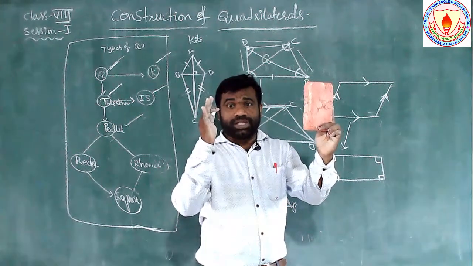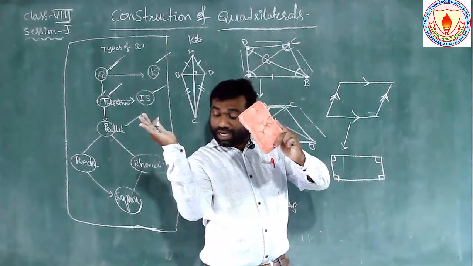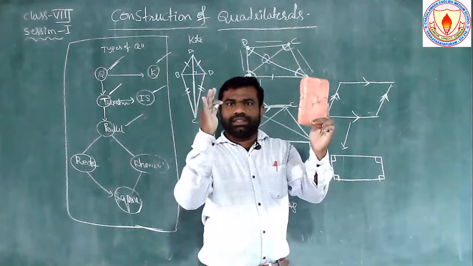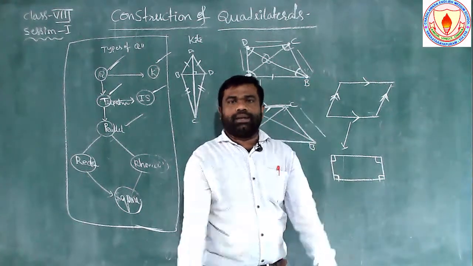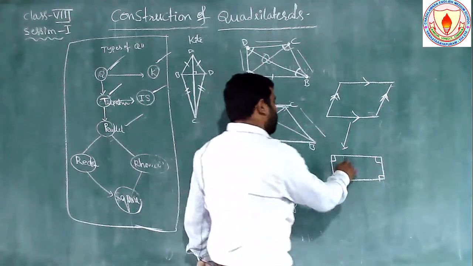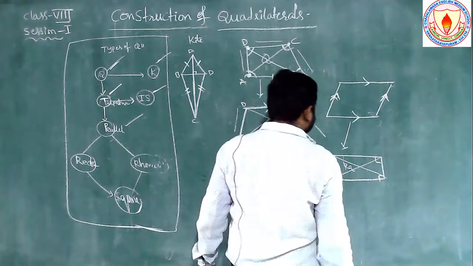So what I am trying to say is, in a parallelogram, if one of the interior angles is 90 degrees, then the parallelogram is said to be a rectangle. So this is a rectangle. Diagonals are equal and bisecting each other.